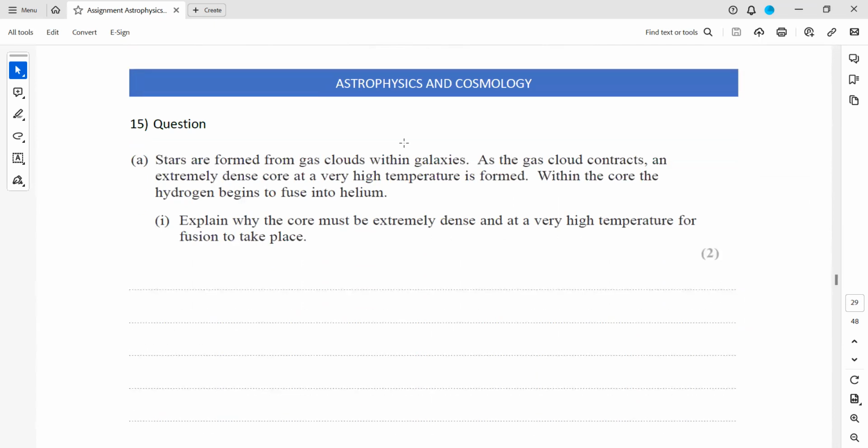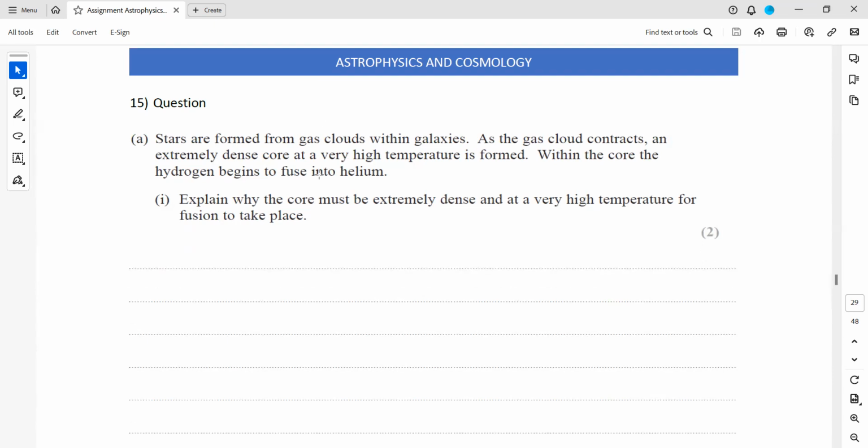So in this question, stars are formed from gas clouds within galaxies. As the gas cloud contracts, an extremely dense core at a very high temperature is formed. Within the core, the hydrogen begins to fuse into helium. Why must the core be extremely dense and at a very high temperature for a sustainable fusion to take place? So, what is the reason?